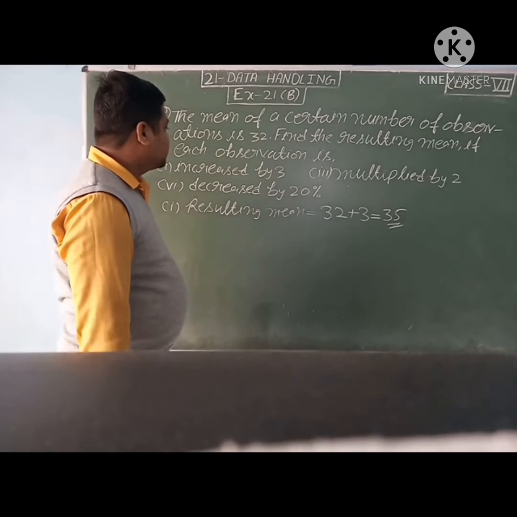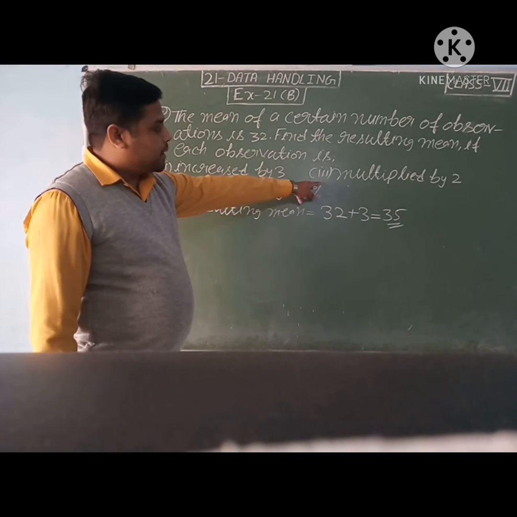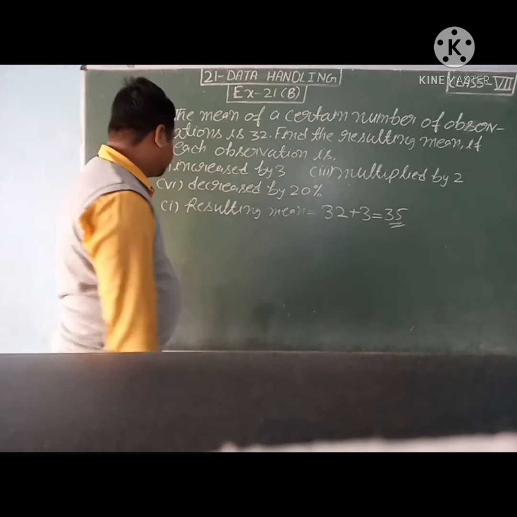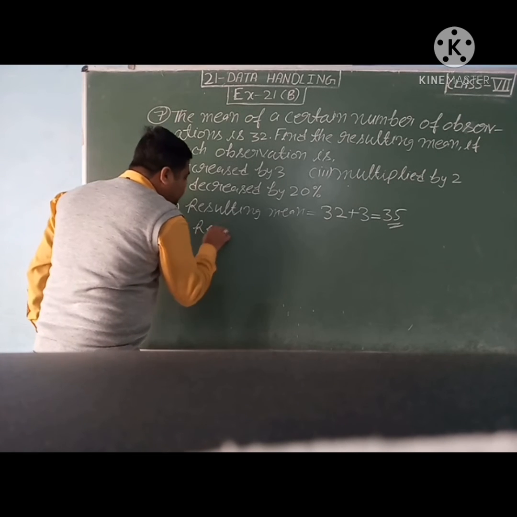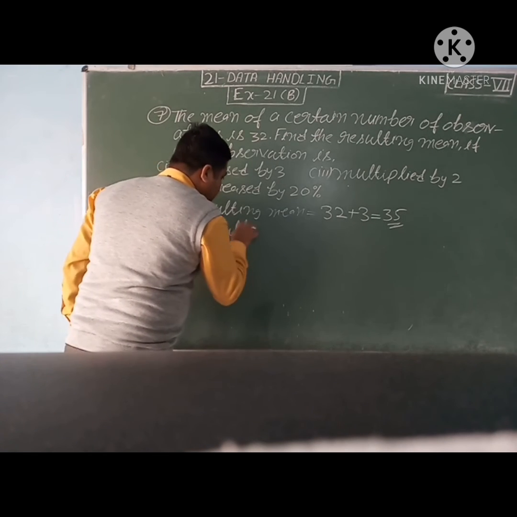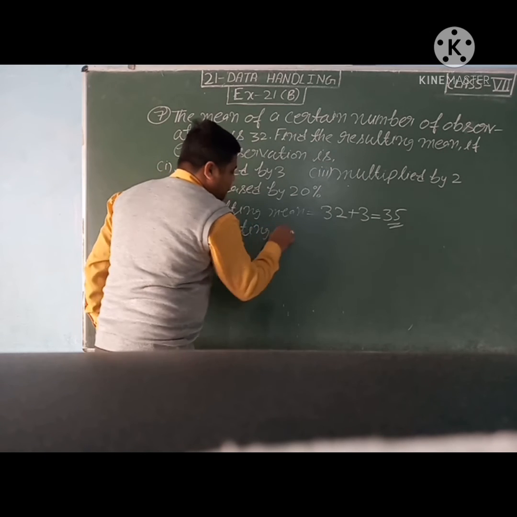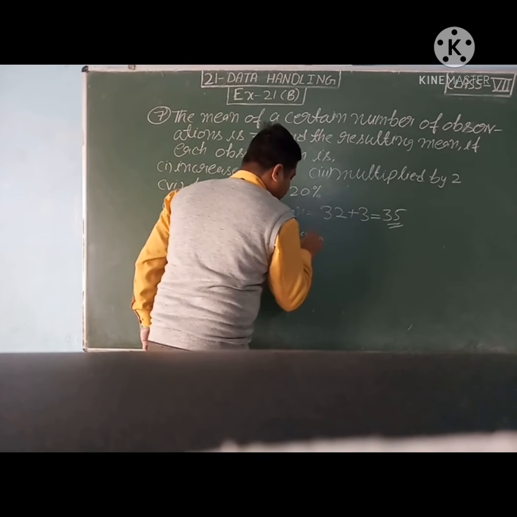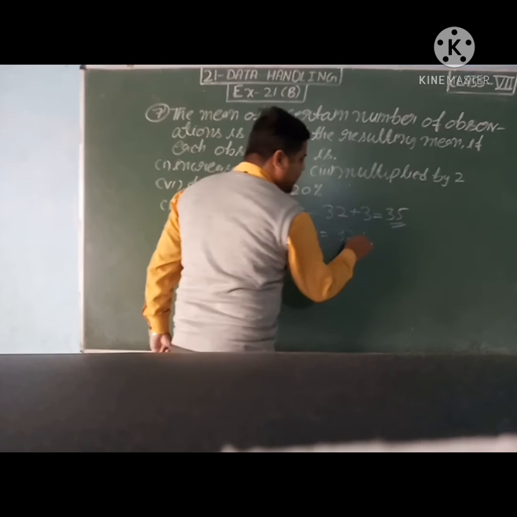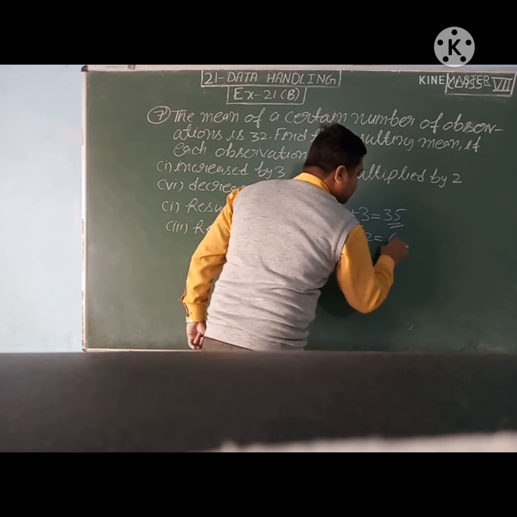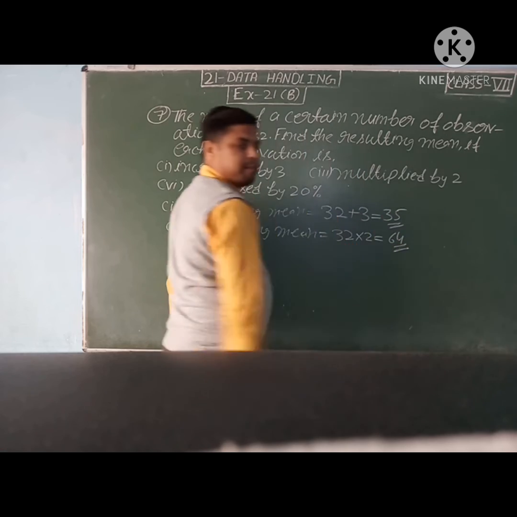Second one. The third part: multiplied by 2. See the third part. The resulting mean is equal to 32 multiplied by 2. It will come 64.